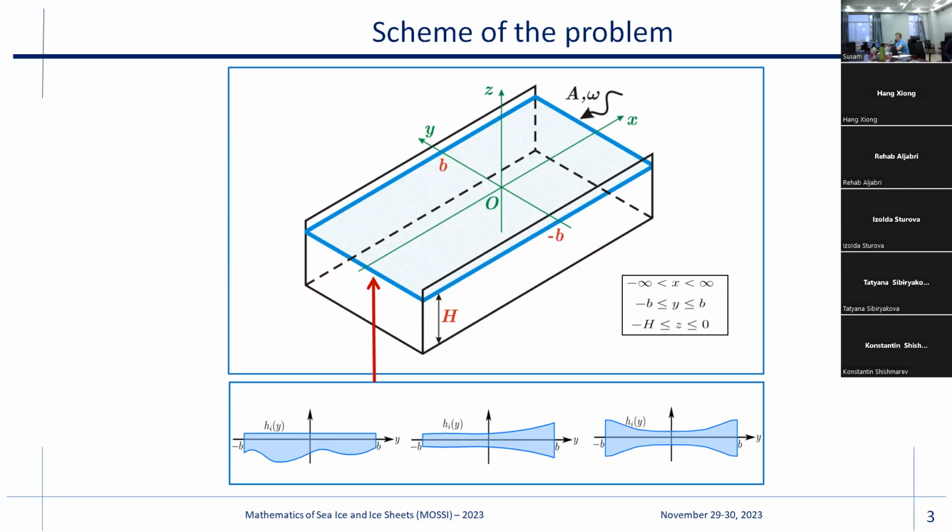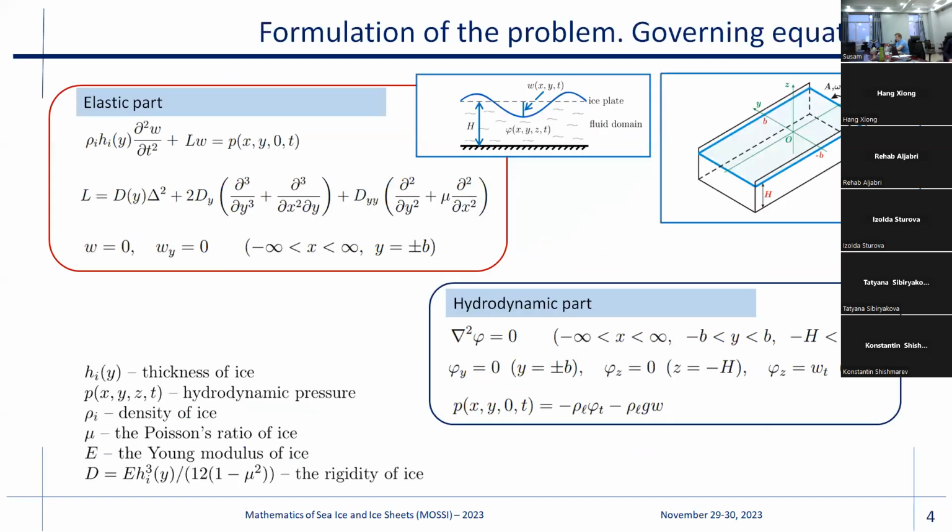This problem is solved in the linear theory of hydroelasticity. Formulation of the problem in this theory is classical. We have an elastic part describing dynamics of the ice cover as a thin elastic plate, and we have a hydrodynamic part of the problem describing the fluid flow in the channel. Here in this problem, fluid flow is caused by vibrations of the ice plate. We can see the ice frozen to the channel walls, which is modeled by clamped conditions.